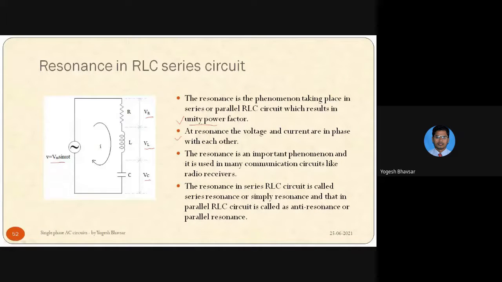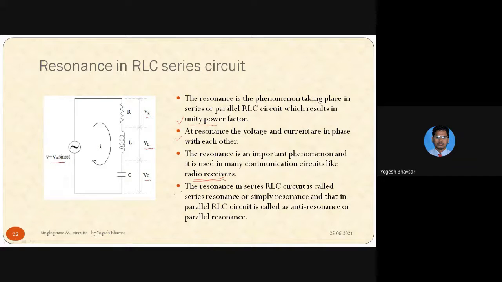Resonance is an important phenomenon and it is used in many communication circuits like radio receivers. This example I told you when someone asked what are the applications of RLC circuit. It is particularly used for transmitters and receivers. When both the circuits are tuned, then there will be data transmission between transmitter and the receiver. So resonance circuit plays an important role in communication circuitry.